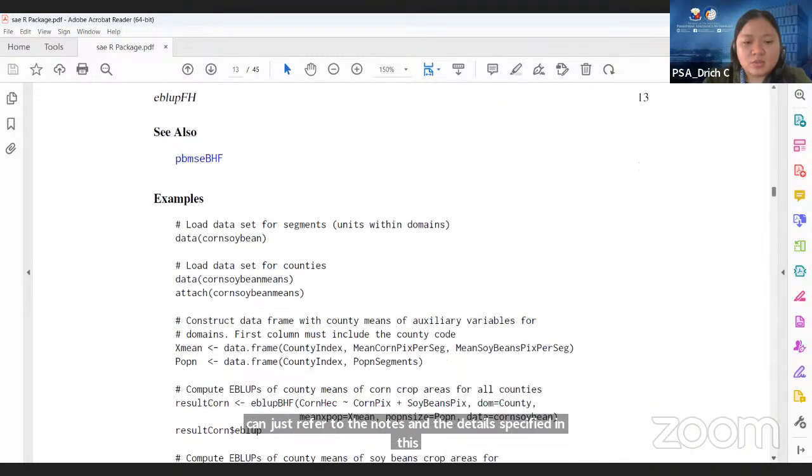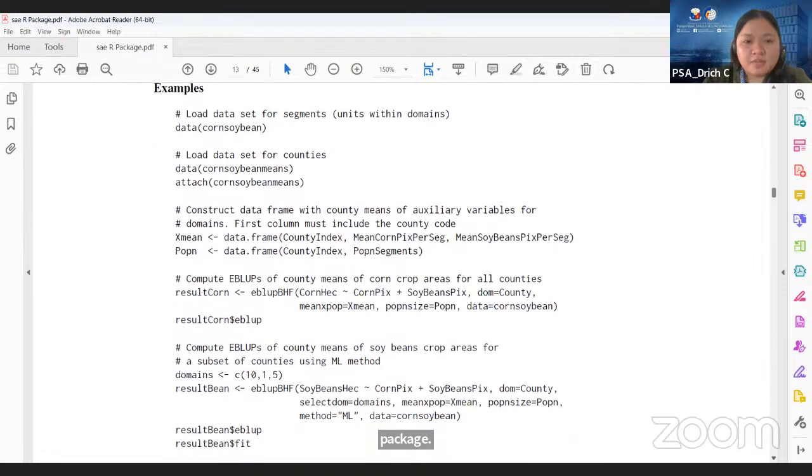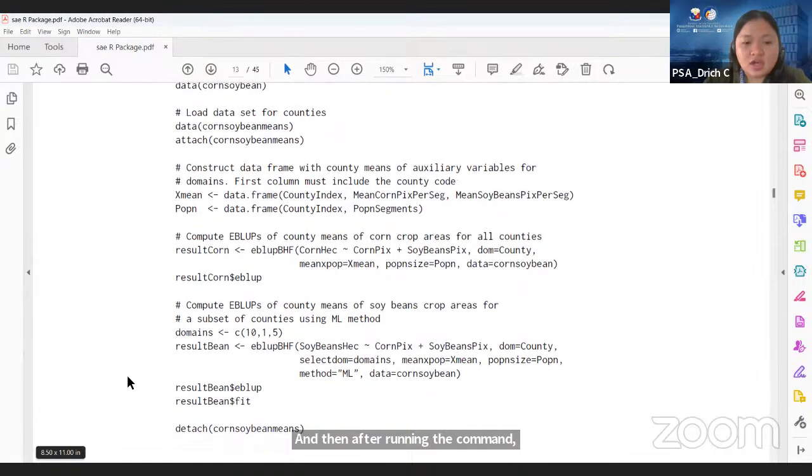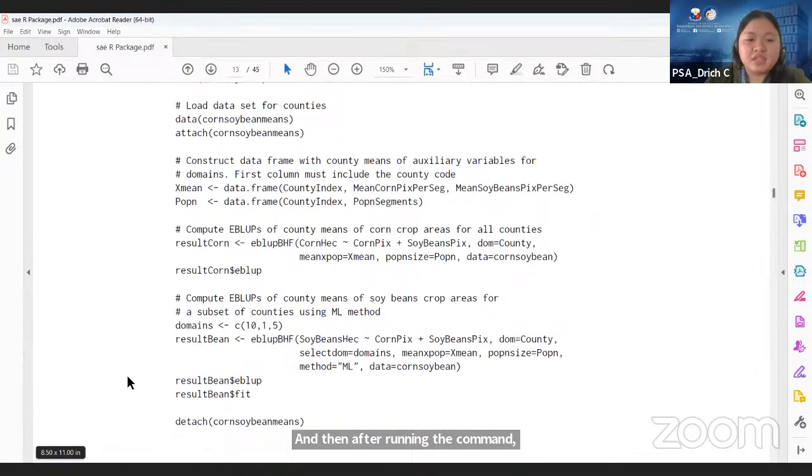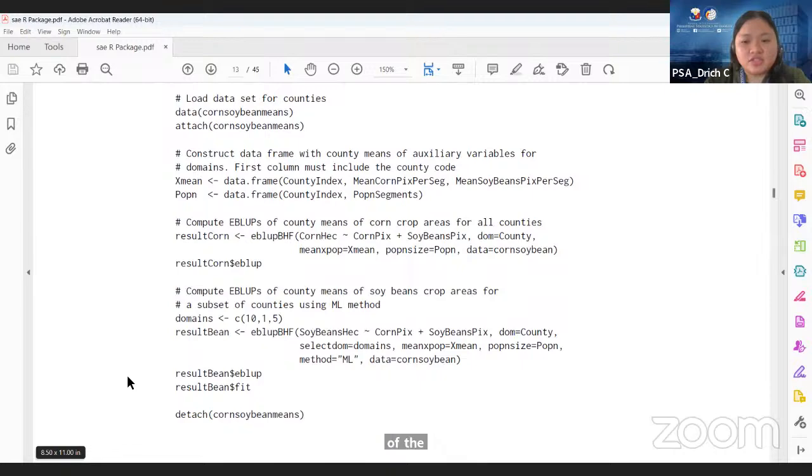So the examples basically just show us how to load the data, and then the loading and the defining of the variables, and then we can run the specific command, and after running the command we can now call for the results of the EBLUP regression methodology.